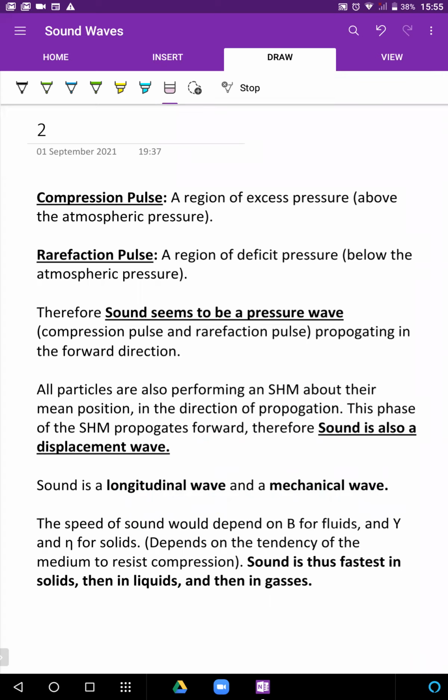Similarly, more rigidity, more opposition to compression, causes faster waves, faster sound waves in solids than in liquids, than in gases. Any doubt in this?